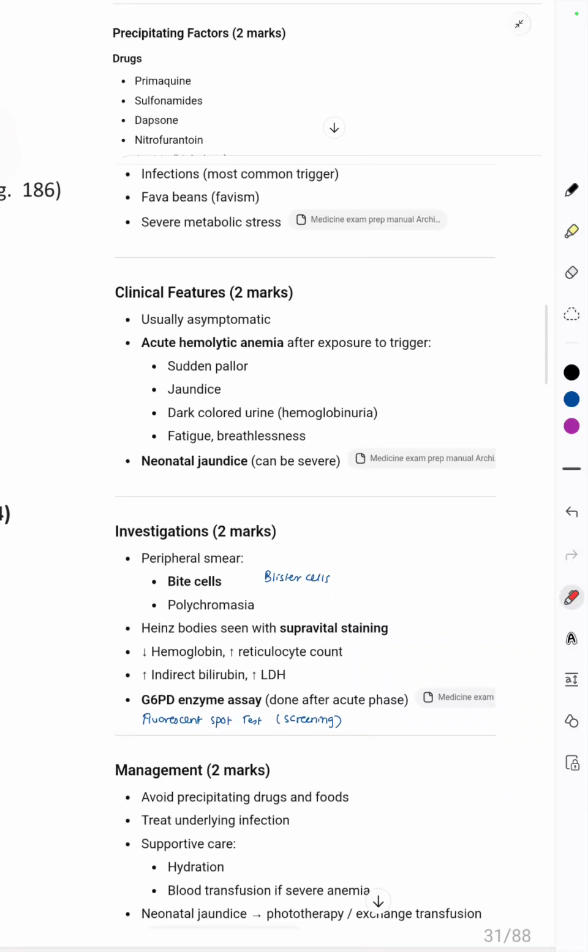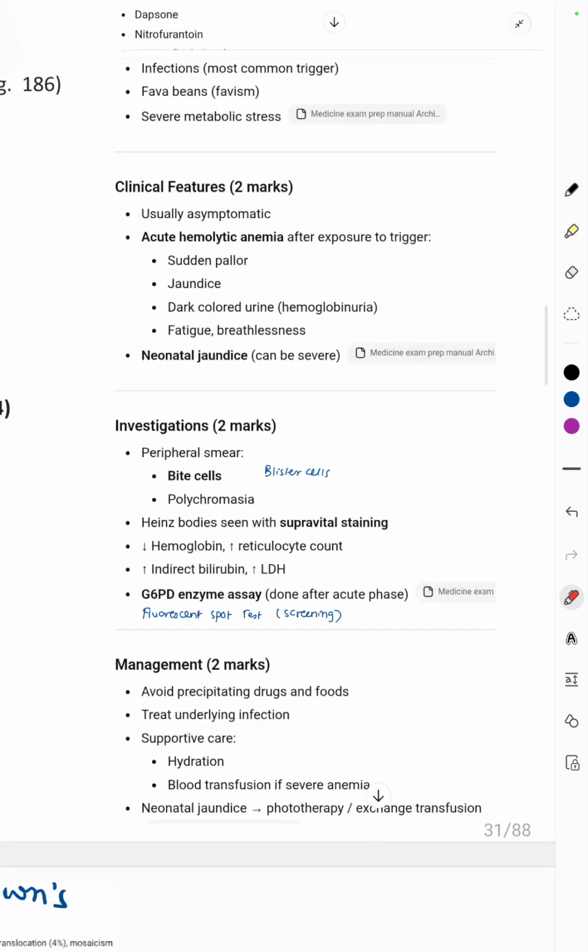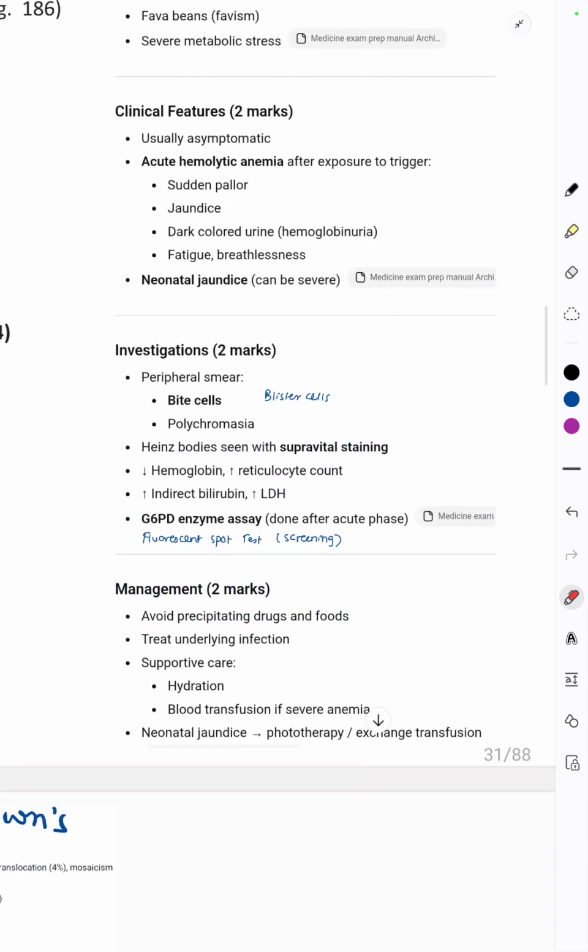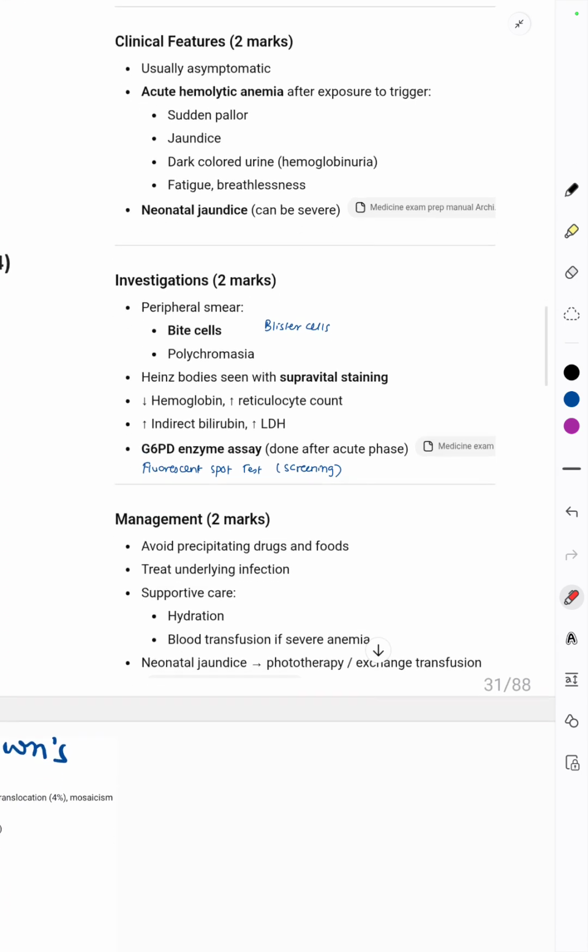Clinical features: the patients are usually asymptomatic, but upon stress factors, they will develop hemolytic anemia, with sudden pallor, jaundice, and dark colored urine because of hemoglobinuria. Investigations: on the peripheral smear, bite cells and blister cells can be seen. Upon supravital staining, the Heinz bodies can be visualized, and there will be decreased hemoglobin and increased reticulocyte count. The confirmatory investigation is the G6PD enzyme assay. The fluorescent spot test can be used for screening.